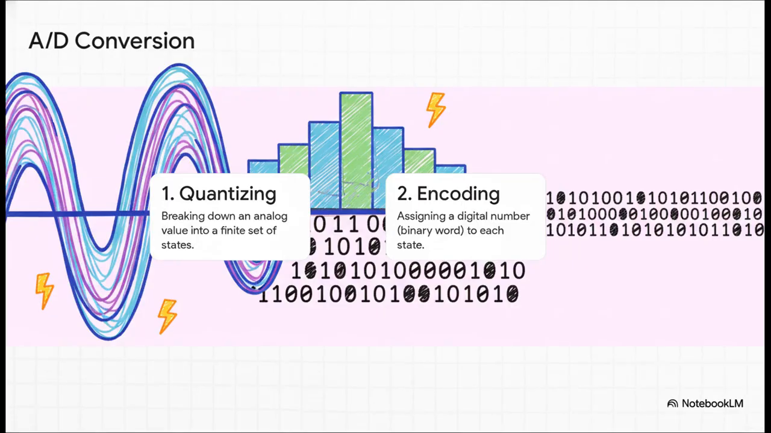And this is where the analog to digital converter, or ADC for short, comes into play. It bridges this gap with a really clever two-step process. First, it quantizes the signal. The best way to think about this is like laying a grid over that smooth wave and then snapping every point on the wave to the nearest line on the grid. Then it encodes each of those lines with its own unique binary number.